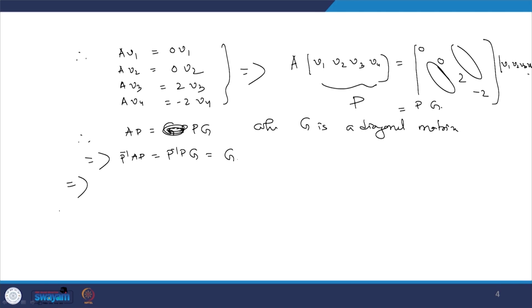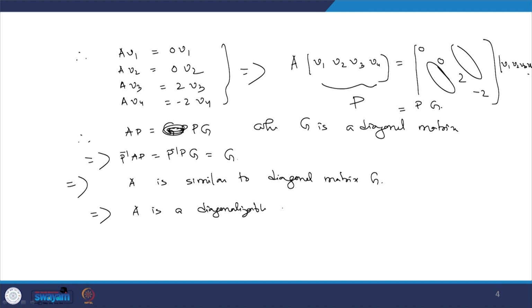So, this implies A is similar to diagonal matrix G. This implies A is a diagonalizable matrix also.